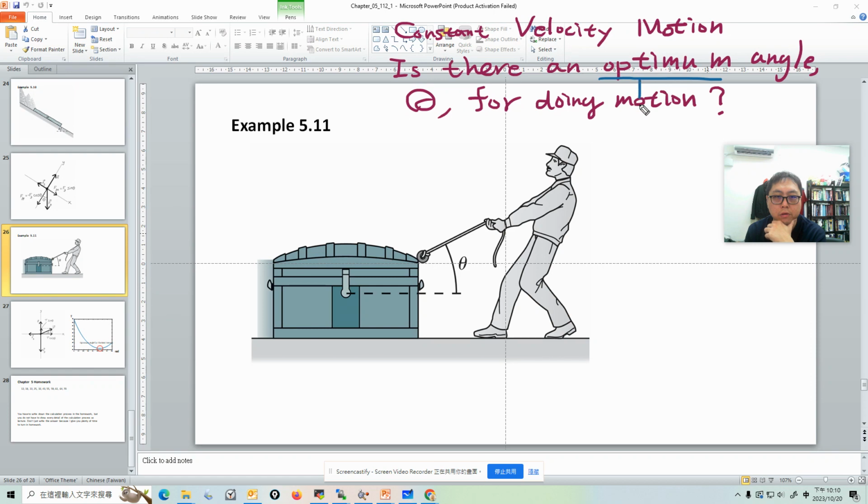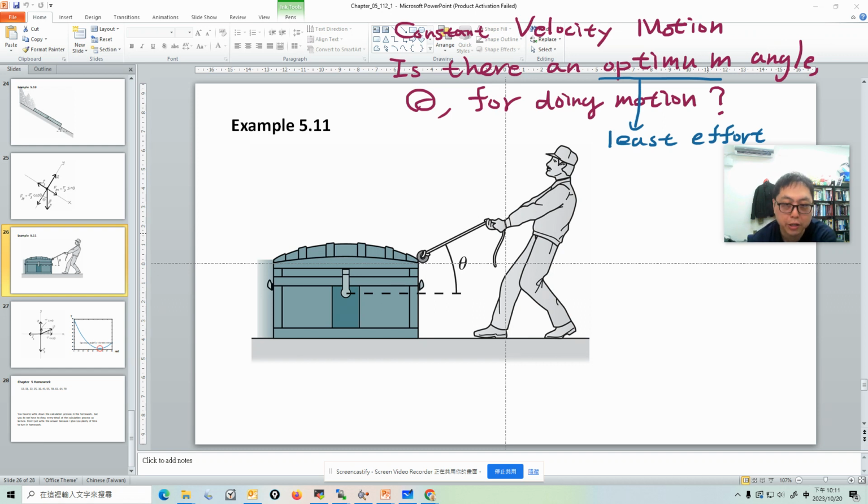So this guy wants to pull the box on the surface and maintain a constant velocity motion, and he wants to ask, is there an optimum angle, or in other words, the least effort for doing this motion? This problem is kind of interesting, so I want to share it with you.